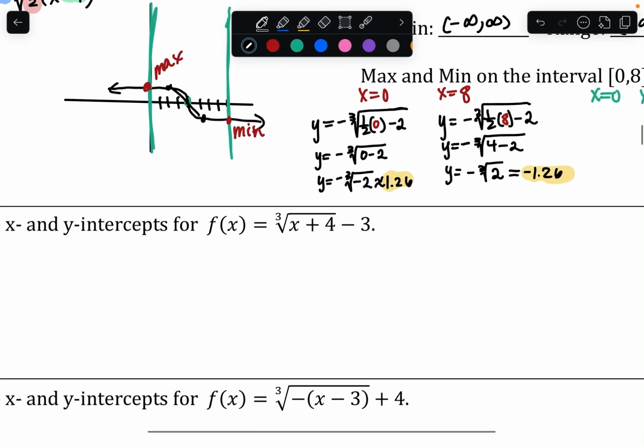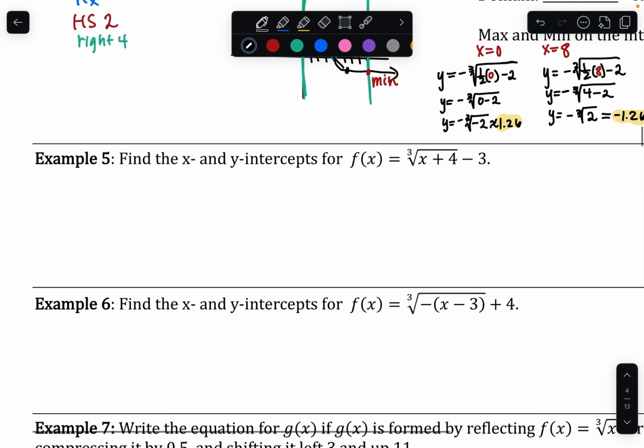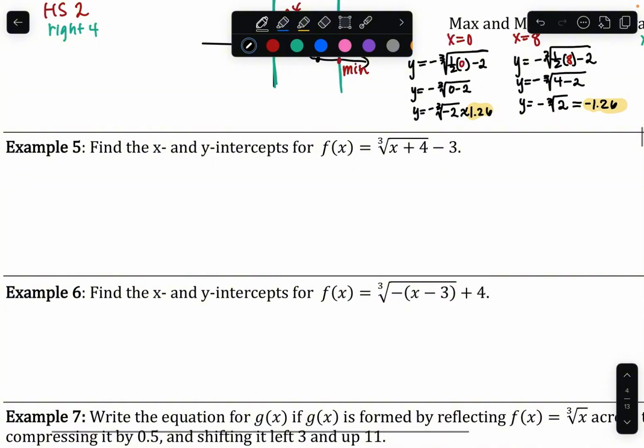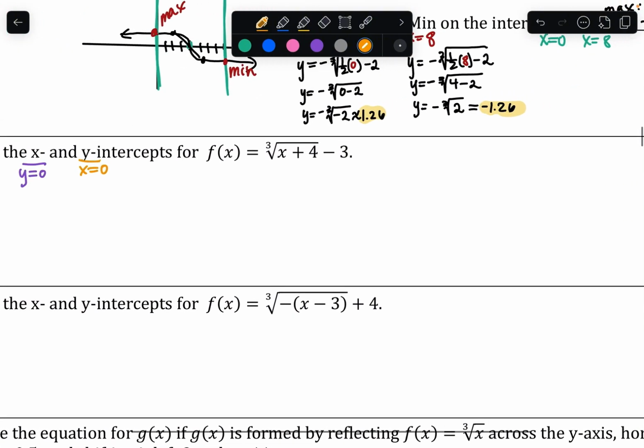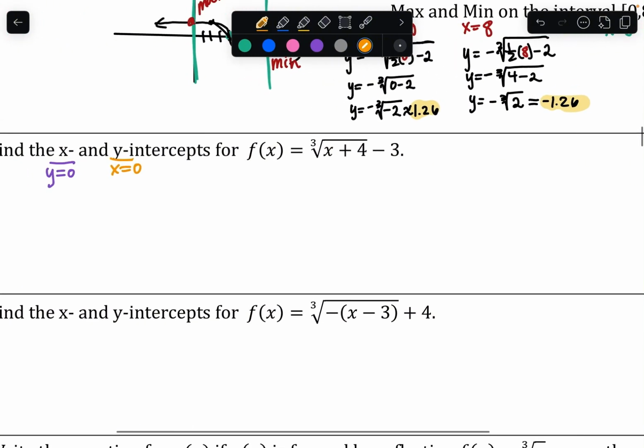All right, in these next examples, we are going to find the x and y intercepts. So remember, for the x-intercept, you are plugging in y equals 0, for the y-intercept, you are plugging in x equals 0. Okay, so I'm going to start with the y-intercept because that's usually the easier one because you just number crunch. And so for the y-intercept, you're plugging in x equals 0.